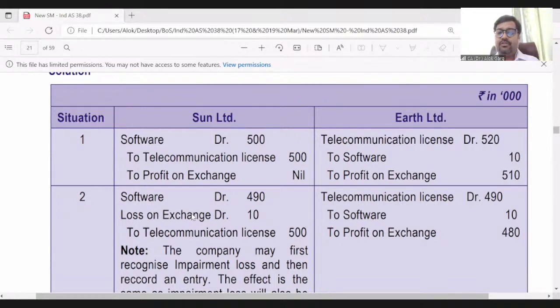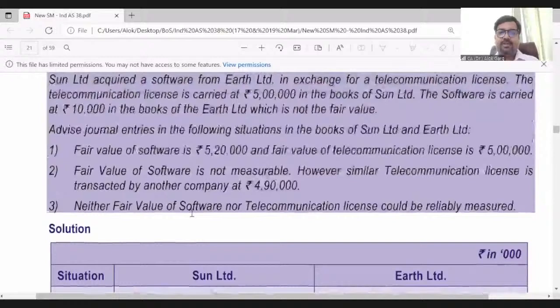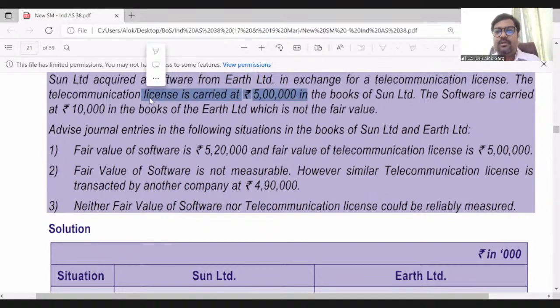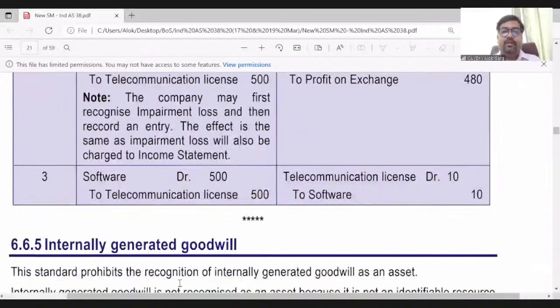Tanusri is saying the third situation is not clear. So Tanusri, in the third situation, the fair value of software and the fair value of telecom license are not given, right? It is not there. Then at what value will you debit your software? Of course, you have surrendered your telecom license, so you have to credit the telecom license. At what value will you credit the telecom license? Of course, at the value at which it is coming in your books of accounts. The carrying value is 5 lakh rupees. So you have to credit telecom license 5 lakh. And you have to debit the software with this value only. Software debit 5 lakh rupees, telecom license 5 lakh.